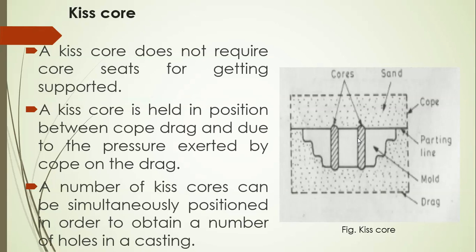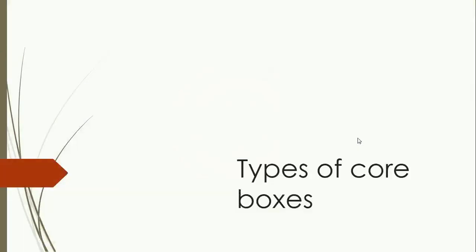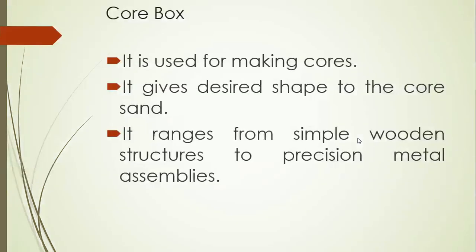Now we will start the core boxes. This core box is a metal or wooden structure. It has a box-like structure, and core boxes are used to prepare the cores. If we are using core boxes for mass production, we have to use metal as a material to make the core box. If we are using the core boxes to prepare one or two cores, at that time you can use wood as a core box material. It is used for making the cores.